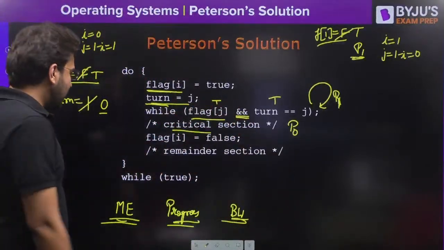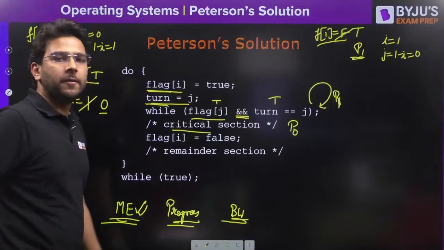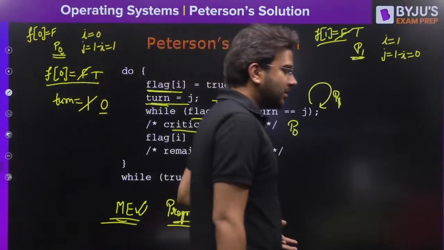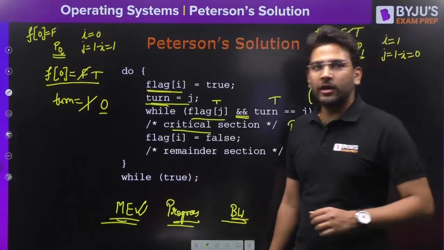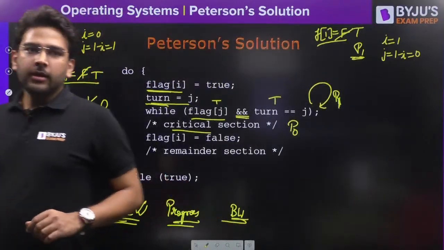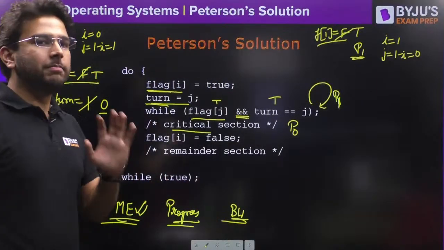So can we say that mutual exclusion is satisfied? Only one process is able to access the critical section at a time. Yes or no? Everyone? Now if you have any doubts so far, please ask.